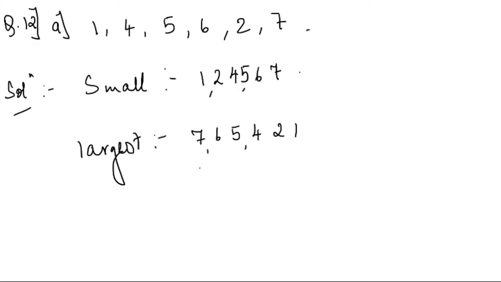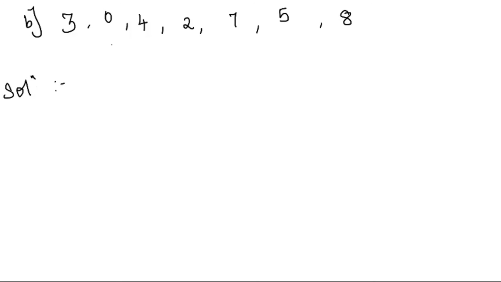B is 3, 0, 4, 2, 7, 5, 8. Okay. Now in here you can see you have 3, 0, 4, 2, 7, 5, 8. This is your question. Smallest and largest.